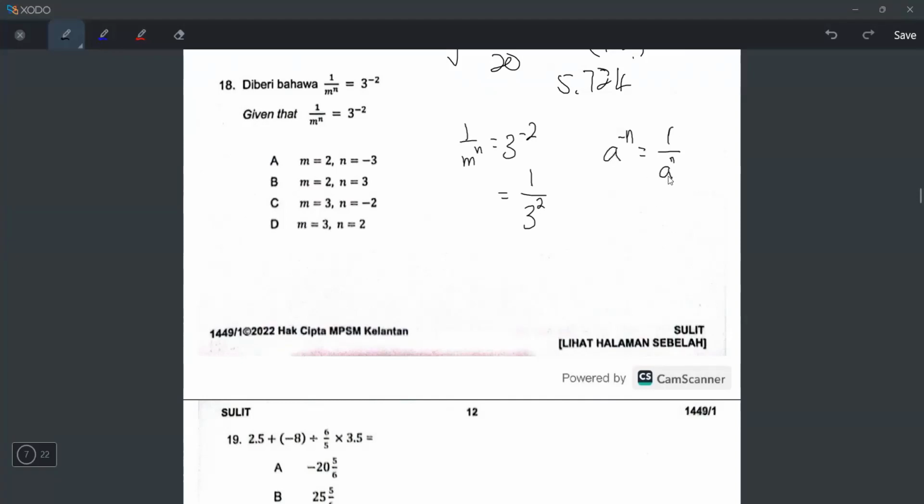Okay, and if I can move this down, it means I can move this back up, and then it will become a power negative n again. It means you can change from here to here and here to here. Okay, so that's the concept you need to know.